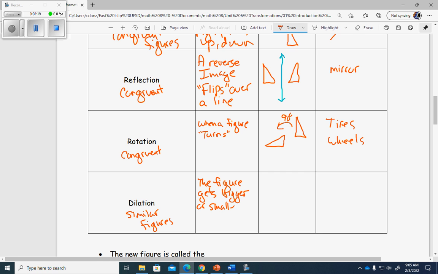And we've already talked about it. The way it gets bigger or smaller is by multiplying by a scale factor. So if I were to draw a picture of it, I could start with a large triangle, and then it becomes a smaller triangle. Dilations, we had said the pupils of our eyes. They get larger and smaller.